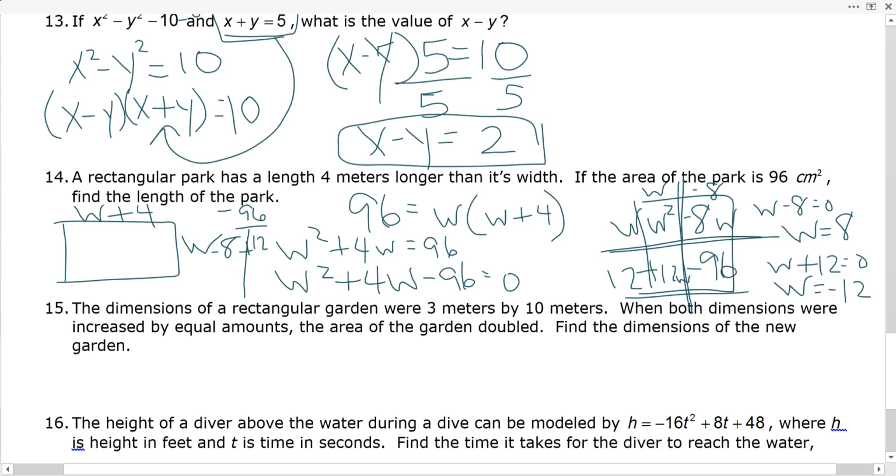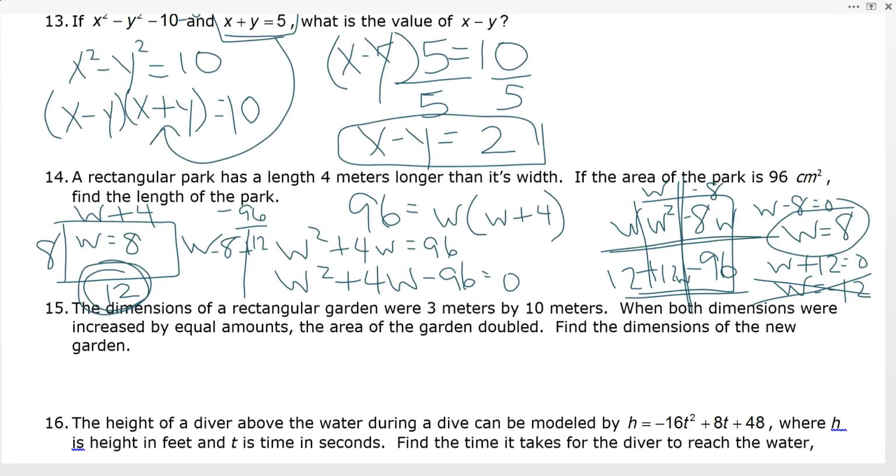Now we're talking about a park. Can we have a negative length? I say no. So we're crossing out the negative 12, and W equals 8 is really our only answer that makes sense. So if W is equal to 8, then the width is 8, and the length is 12, which is what they asked us to find. So 12 would be the answer. So sometimes when you're working these out, you have a solution that doesn't make any sense, if we're talking about something like a rectangle. So that made it easier because we just had one answer that really fit.